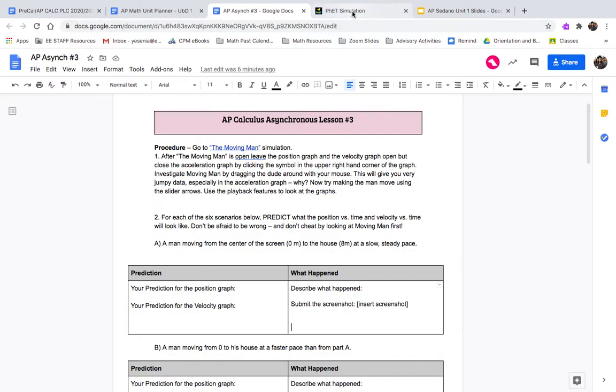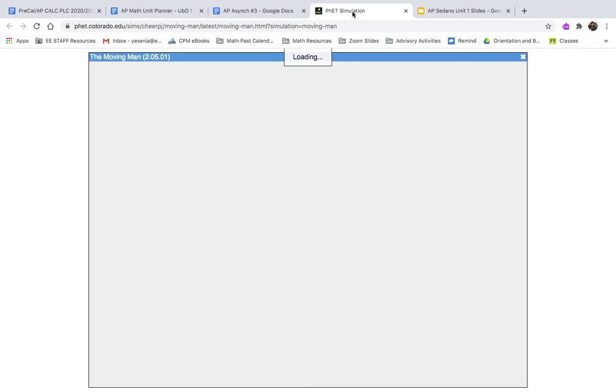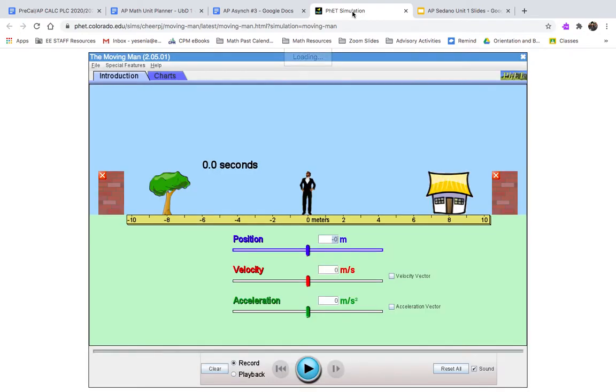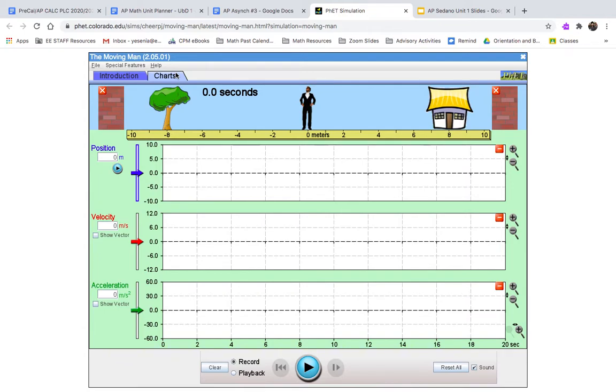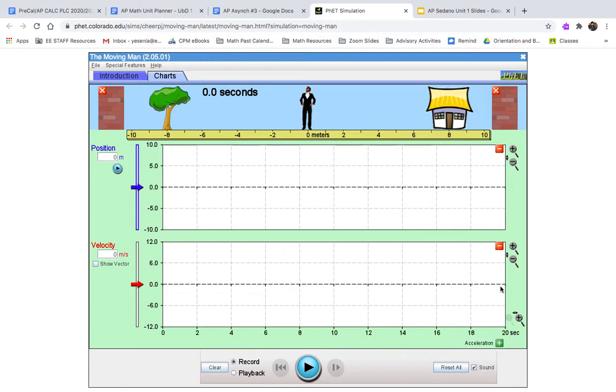Let's see if it's loaded. Still starting up a bit. I think I had to stay on the page for it to fully load. Now where you want to go is specifically to Charts. Once you hit Charts, in order to get your graphs, first take out the acceleration according to the directions. And right before you start moving, you want to hit the play button. That's how you get your actual graphs.